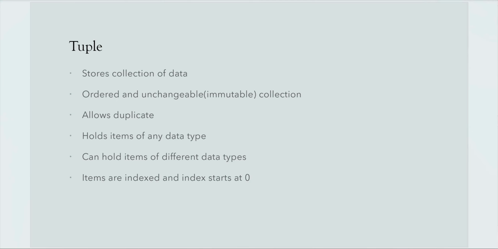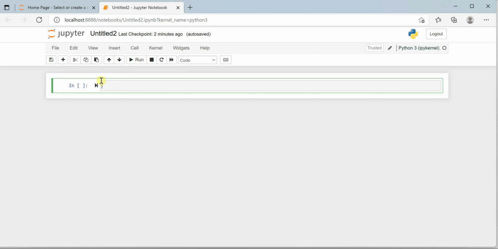It also works with indexing, so we can use an index to access the elements of the tuple, and the starting index would be 0 here. So let's quickly jump onto the Jupyter notebook and see how we can perform all these things in action.